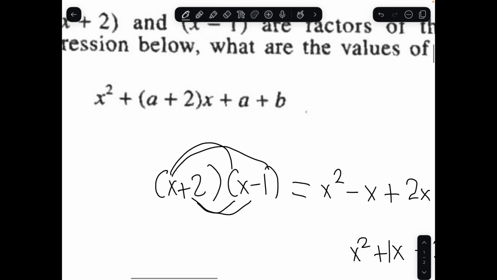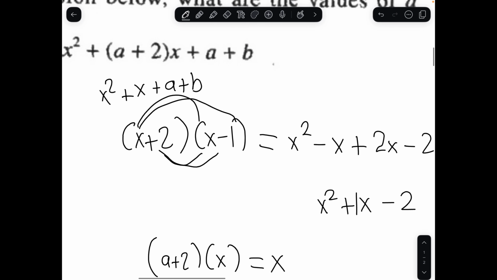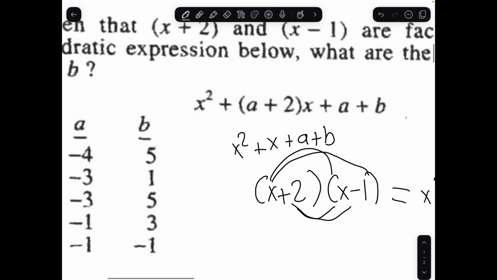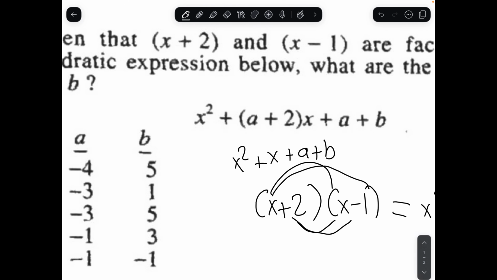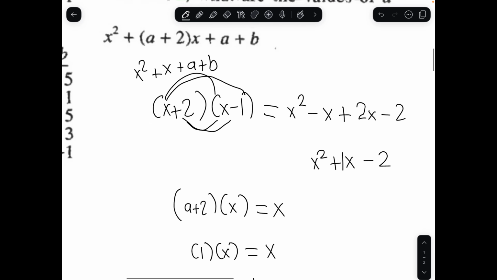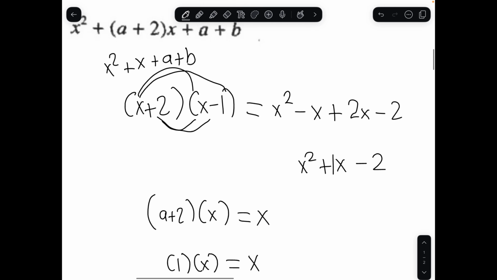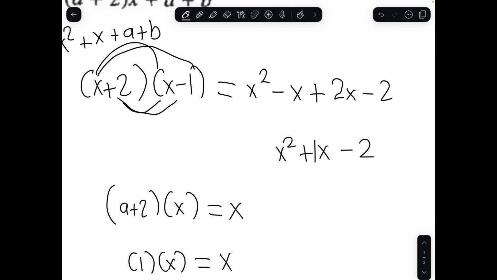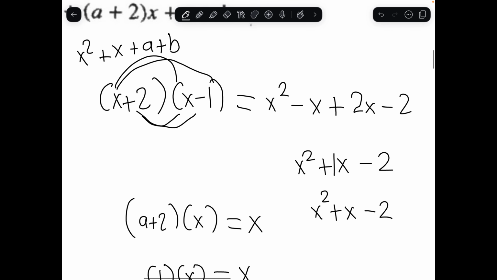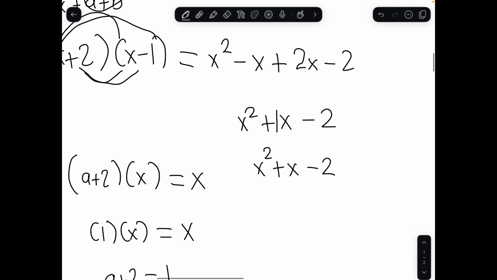So this becomes x squared plus x plus a plus b, right? Because if we plug in negative 1 for a, negative 1 plus 2 is 1, and 1 times x is x. So now, notice we don't have to worry about the x squared term or the x term, right? Because they're good. They match the quadratic expression. This means that a plus b, which is the only thing left, that's going to equal negative 2, right?